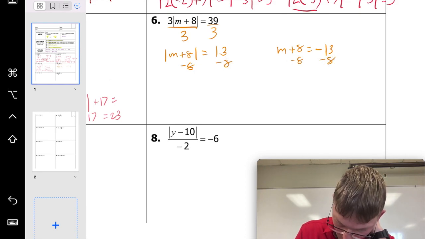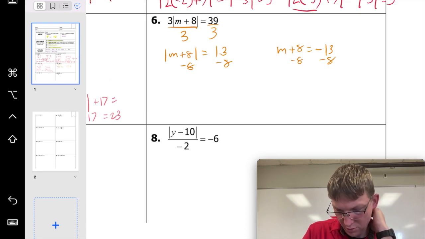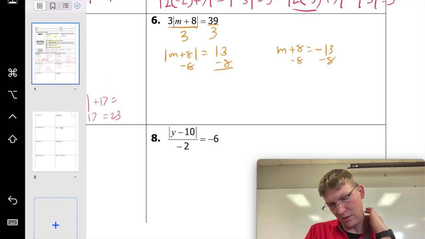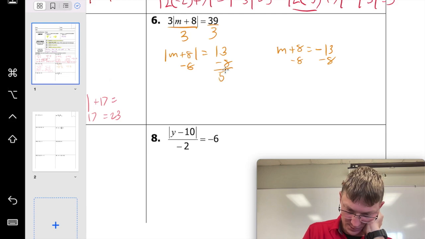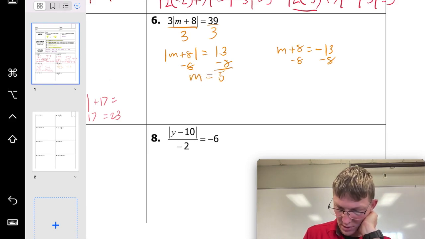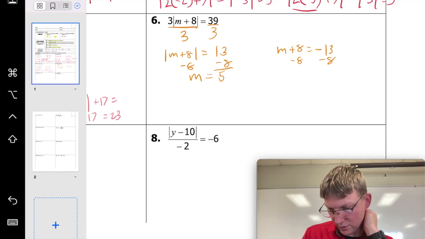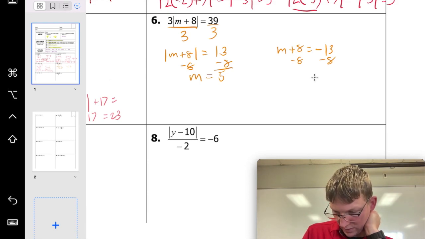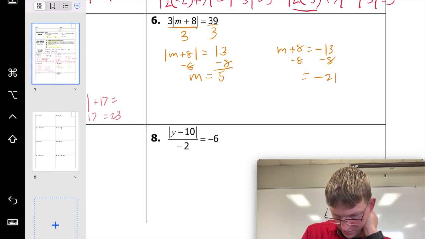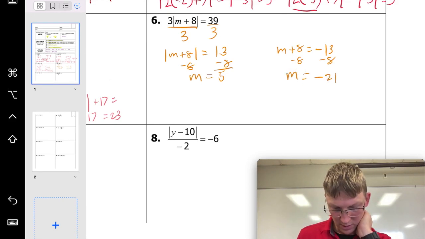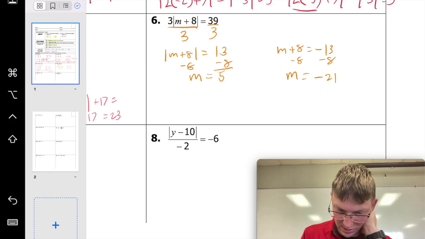And we'll play the algebra game. So 13 minus 8 is 8, 9, 10, so 5 equals m. Negative 13 minus 8 is a negative 21. Okay, I want to be done, but I'm not quite there yet. We got to check those answers out.